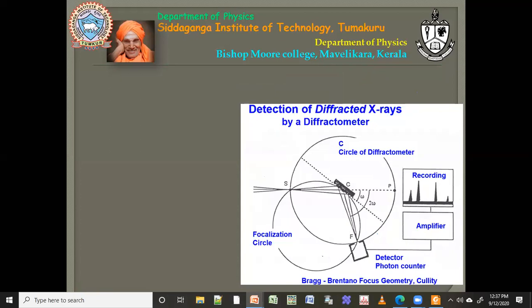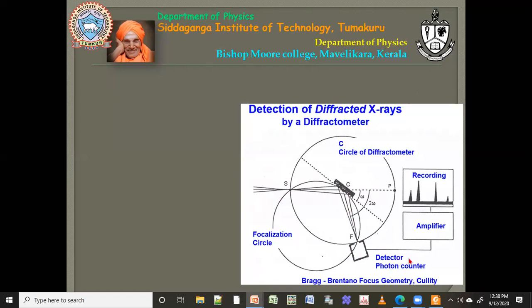So I told you, your sample is here, and the X-ray is coming from the left. The X-rays fall on the sample, and then you are collecting the diffracted X-rays in the slit. The detector is connected to an amplifier. It can be a photo detector, a photon counter, a gas counter, or some other detector.